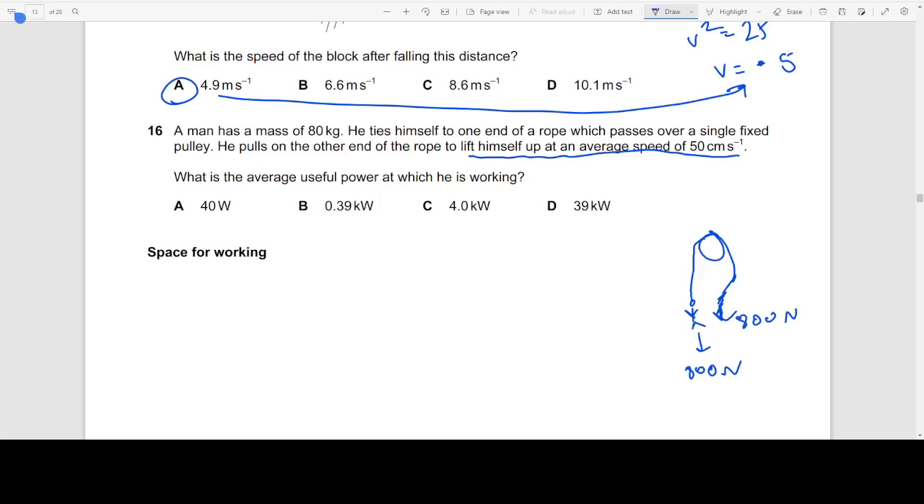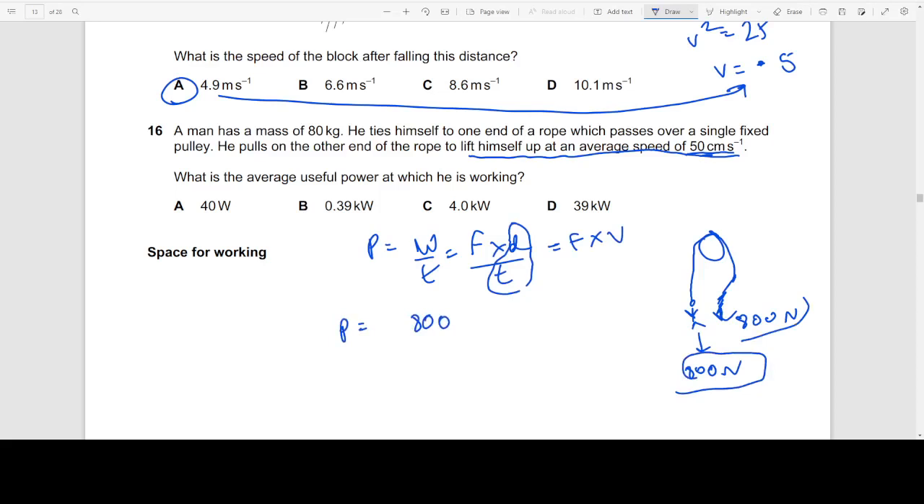Alright, so speed is 50 centimeters per second, we know power equals work done upon time, which is force into distance upon time, and distance upon time is just speed, which is force into velocity. So power is just going to be force, which is 800 Newton, the force required to lift, multiplied by the velocity. So velocity is 50 centimeters per second, which is 50 into 10 raised to minus 2 meters per second.